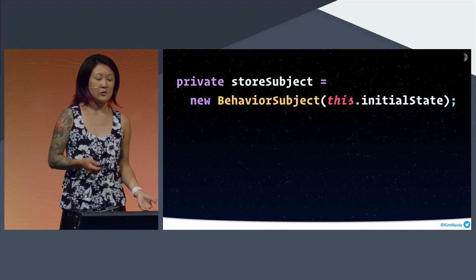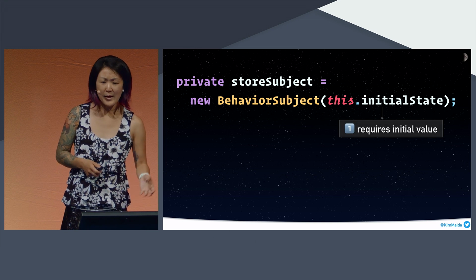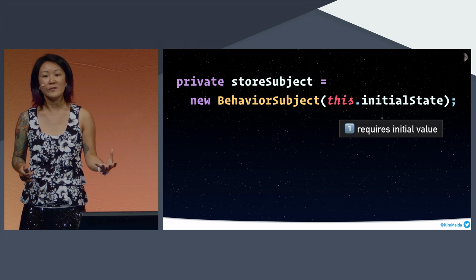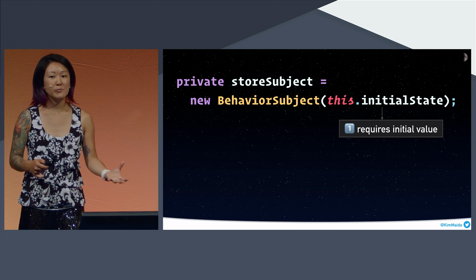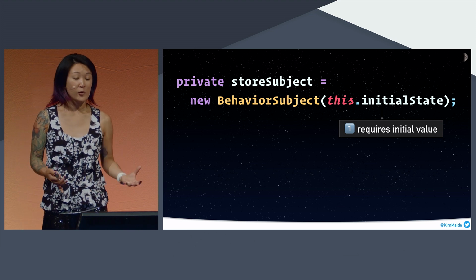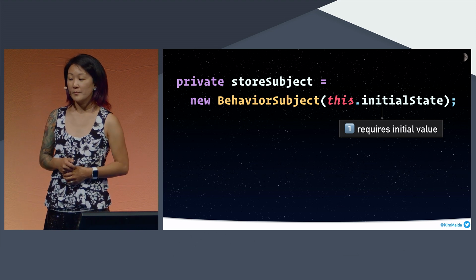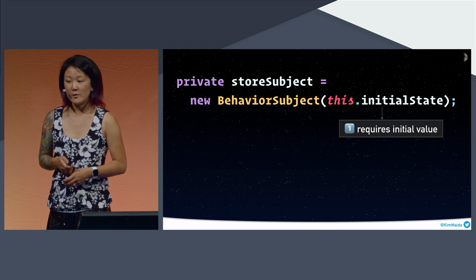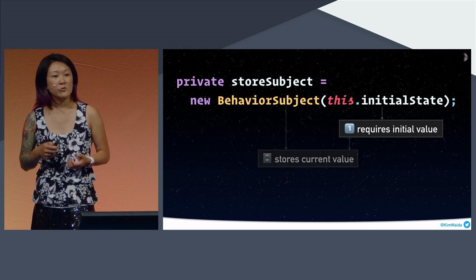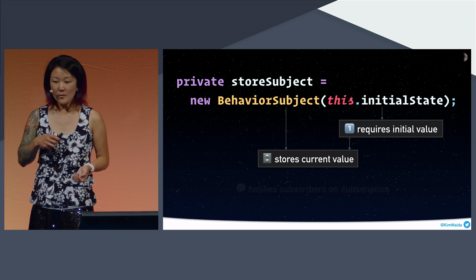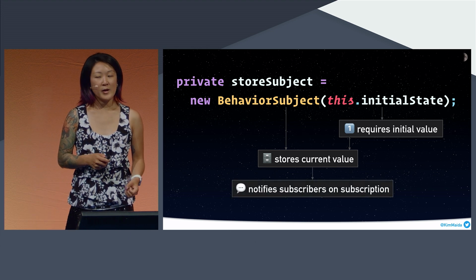You have this subject as private, and there are some unique things about behavior subjects that lend them to being really good candidates for something like global state management. For one thing, they require an initial value. They store the current value. And then they also notify subscribers on subscription.